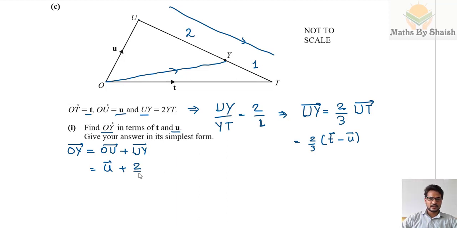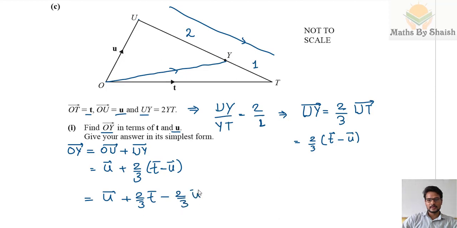It is 2 by 3 times t vector minus u vector, and now we will club together the u vectors because they are like vectors. So u plus 2 by 3 t vector minus 2 by 3 u vector, and u vector 1 minus 2 by 3, that is 1 by 3, becomes 1 by 3 u vector plus 2 by 3 t vector, and that's the answer in the simplest form.